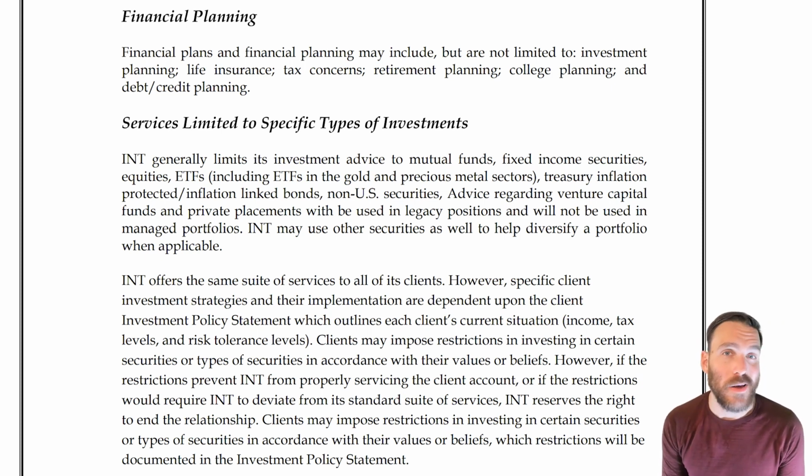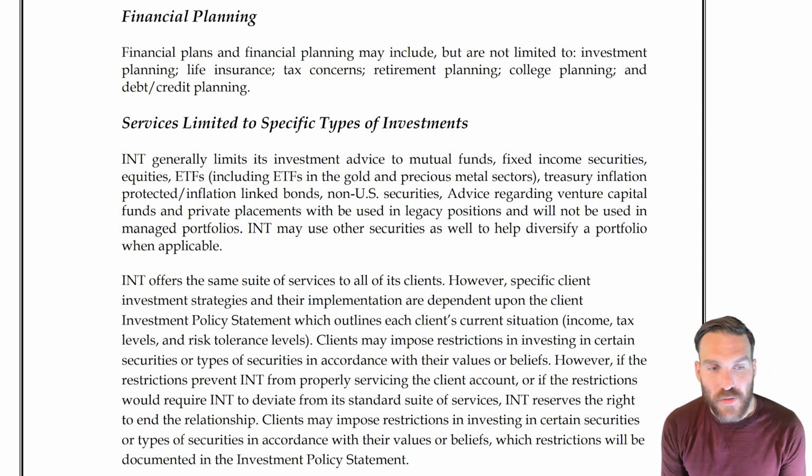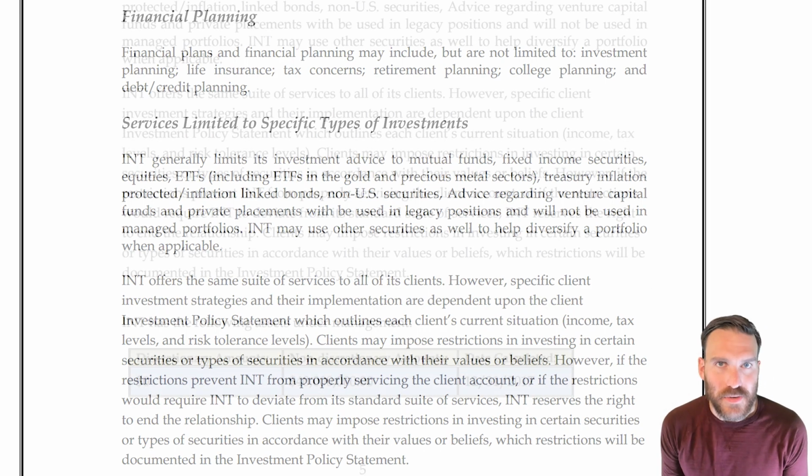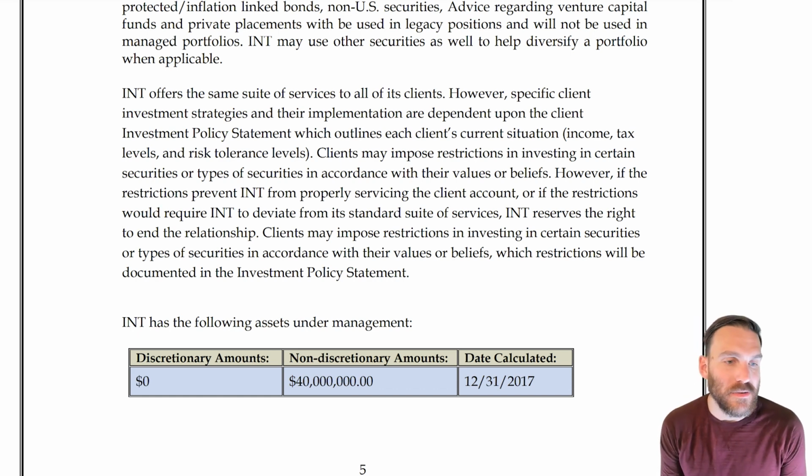Another way of saying, hey, we're not going to recommend just anything to you. Here are the things that we generally recommend, and we're not typically going to go outside of these bounds here. Look at this: mutual funds, fixed income securities, which include debt securities and things like preferred stock, equities, that would be stock as well, ETFs, Treasury inflation protected, linked bonds, etc., non-US securities. Here's an interesting thing. They actually disclose how much they have in terms of assets under management.